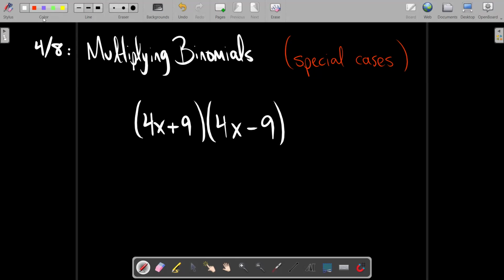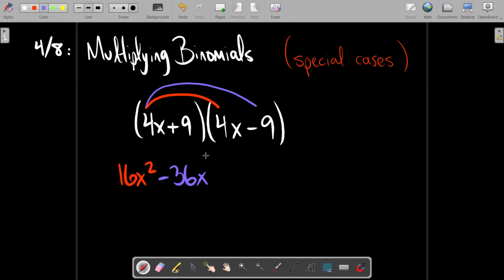Let's take a look. Let's go through the 4-step FOIL process. So I'll do the colors and you tell me the answers. So here we go. What's red? Perfect, 16x squared. Let's head over to purple. What's purple? The purple terms are circled, 4x and -9. What do they make? They make minus 36x. Good.